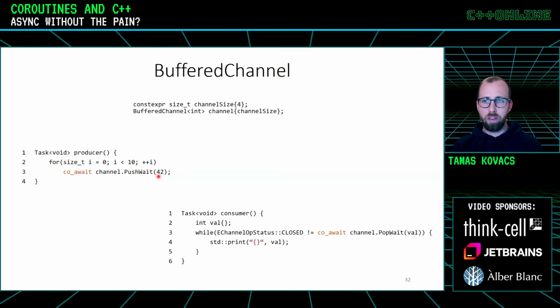On the other hand, in the consumer, we are going to pop_wait for these elements. We are popping out everything from the queue. But if the buffer is empty, pop_wait simply suspends the coroutine, and that's it. That's what we need. We are handling backpressure implicitly.